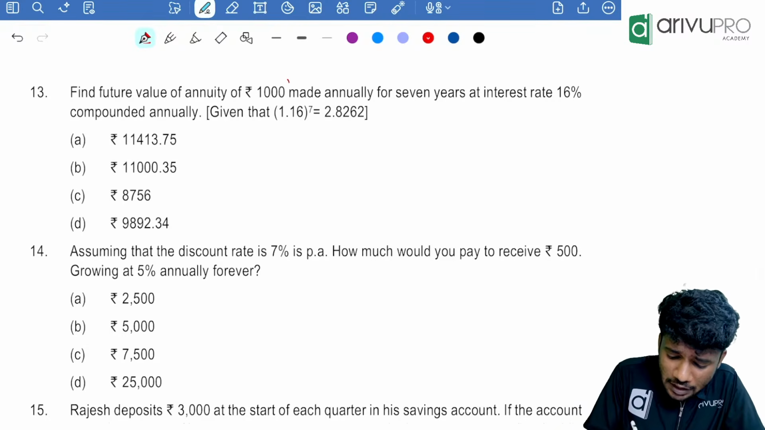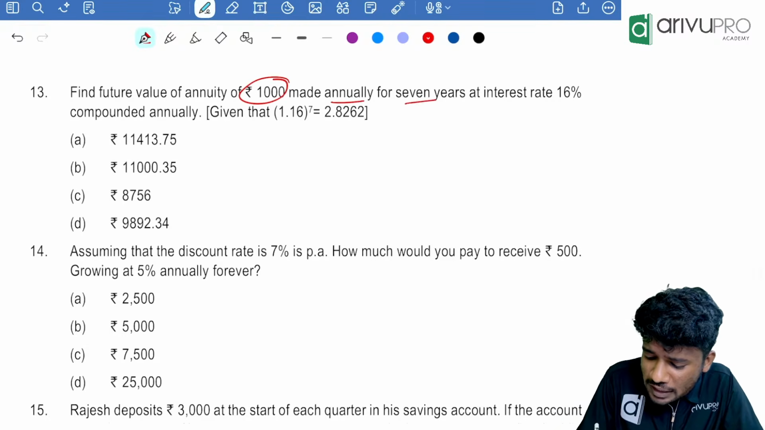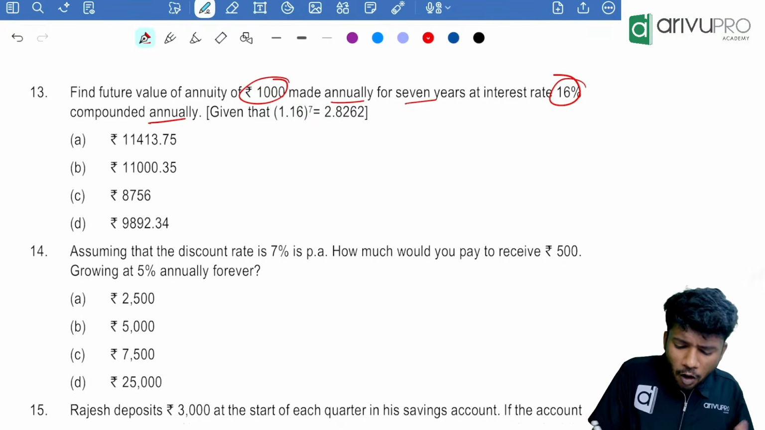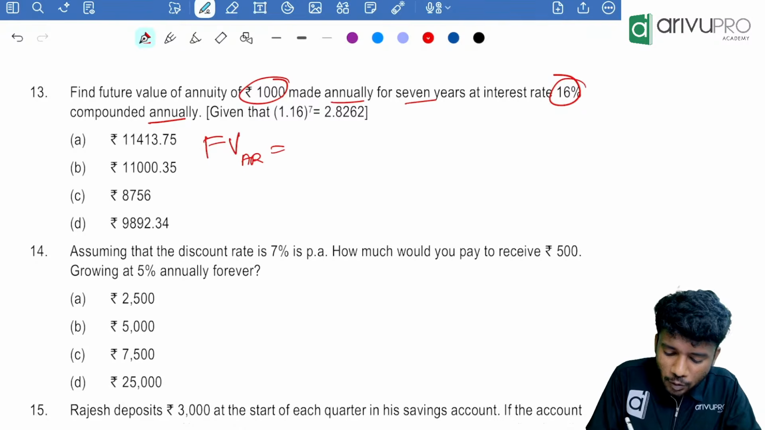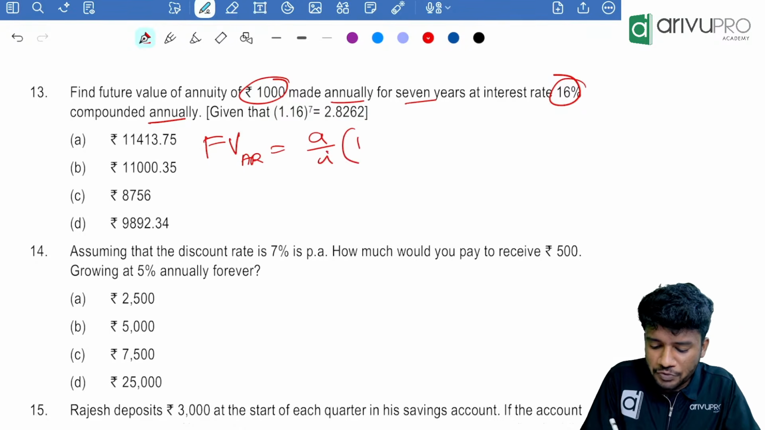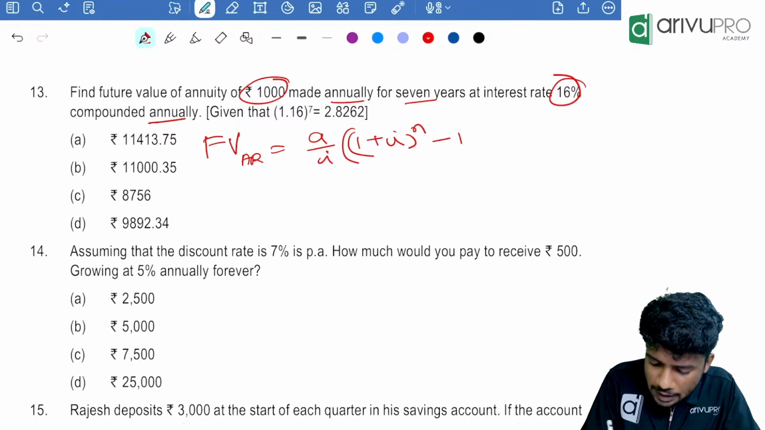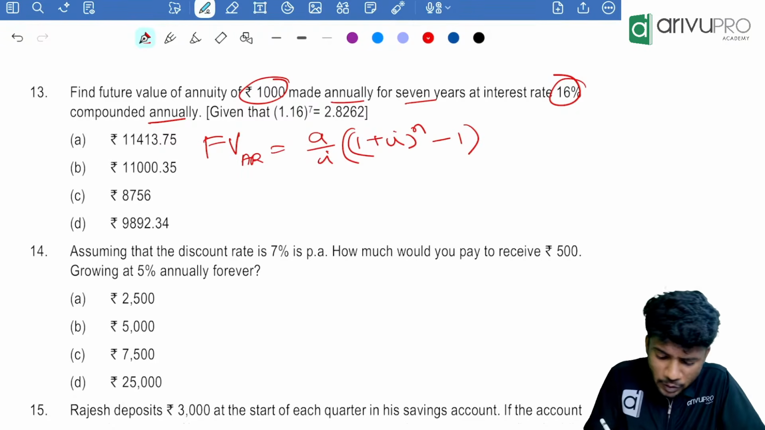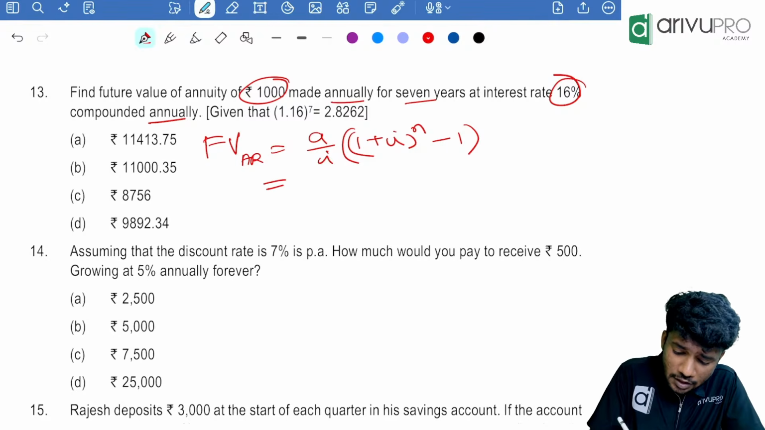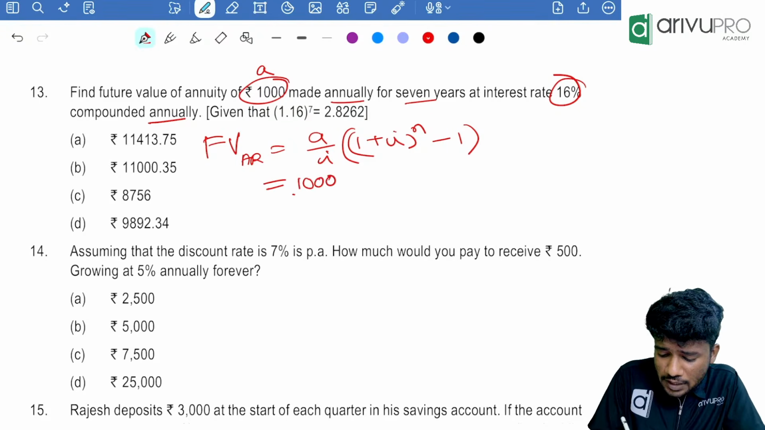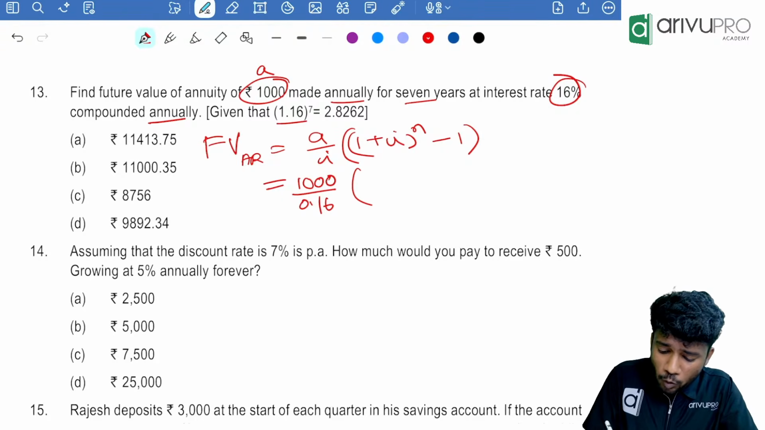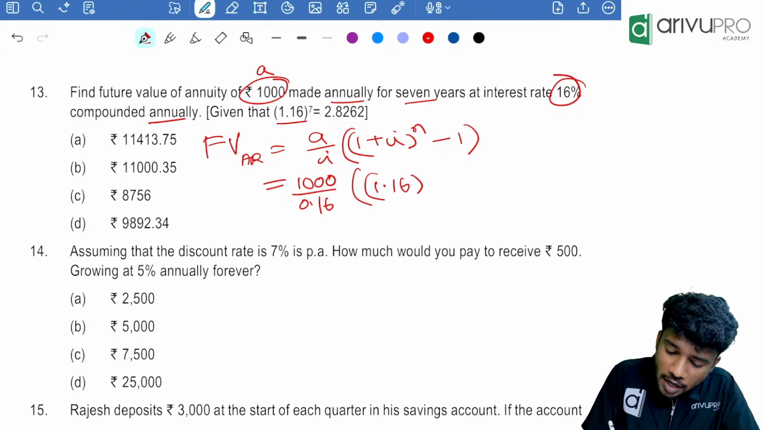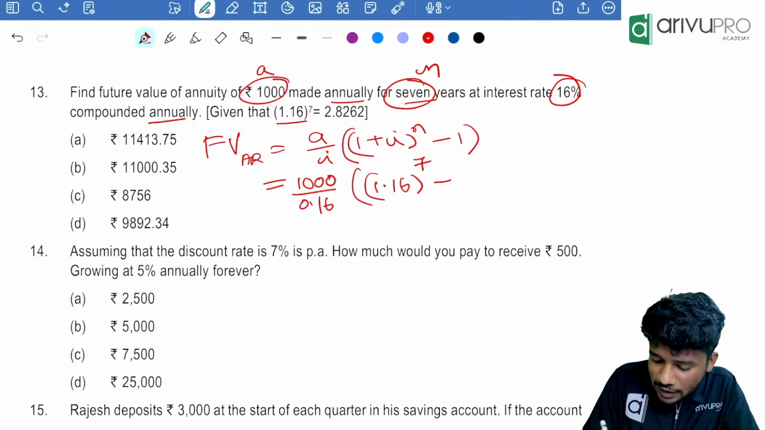Future value of annuity: 1000 paid annually for 7 years at an interest rate of 16% compounded annually. They are directly asking for the future value of a regular annuity. What is the formula? A by I into (1 plus I) the whole power n minus 1. Everything is given directly. So A is 1000, the annuity. I is 16%, that means 0.16. 1 plus I becomes 1.16, the whole power n, which is 7, minus 1.